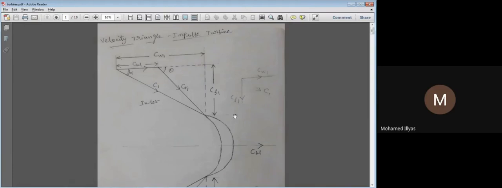First you can draw the blade. After that you can draw this one. So this also you can copy it. After that you will come to this. If you draw the blade first, it will be easy for you to draw this inlet velocity triangle.